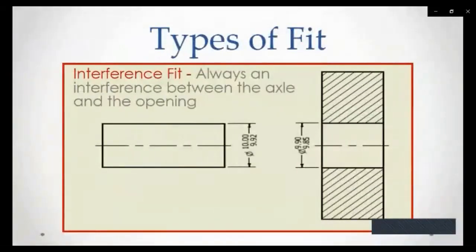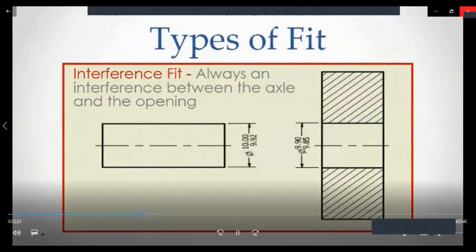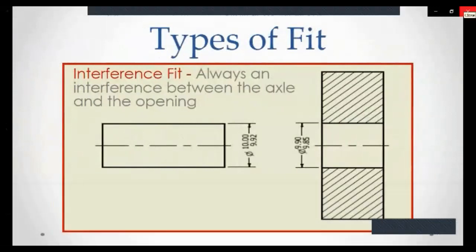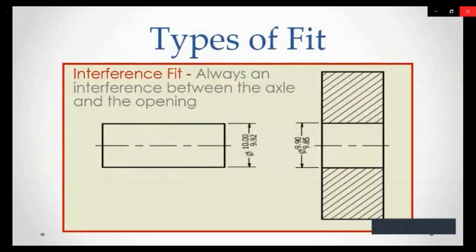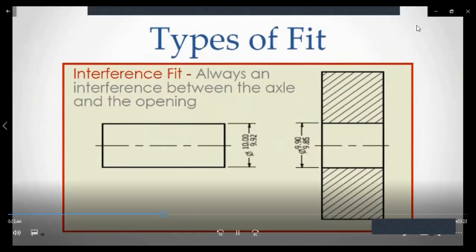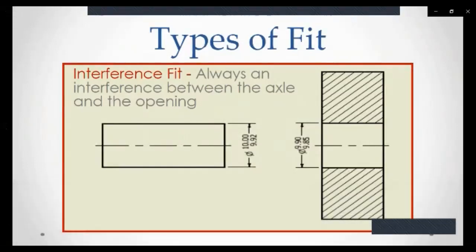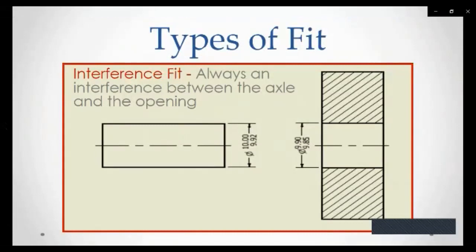In this case, the minimum size of the axle is 9.92, but the maximum size of the opening is 9.90. Therefore, if the parts are manufactured within tolerance, then the axle will always be larger than the opening. This type of fit may be called a press fit or a force fit, such that the two parts must be pressed together in order to assemble them. Other times, one part will be heated to the point that it expands and fits onto the other part easily. Then, once it's cooled off and shrinks back down, the fit between the two parts is incredibly tight and can't be removed by human hands.